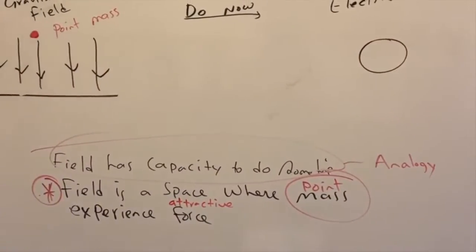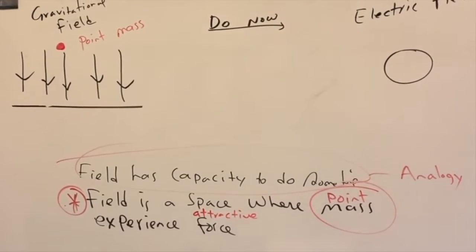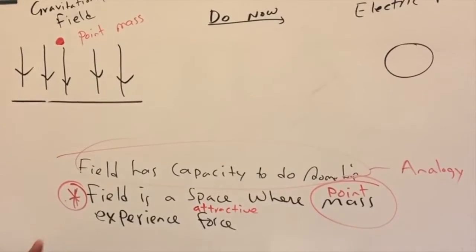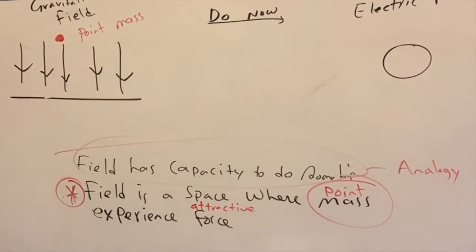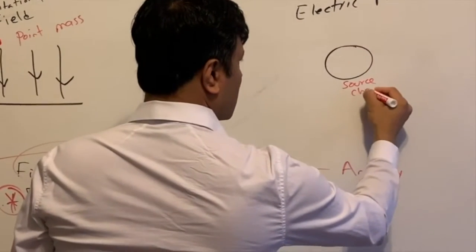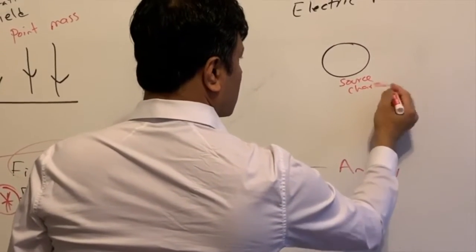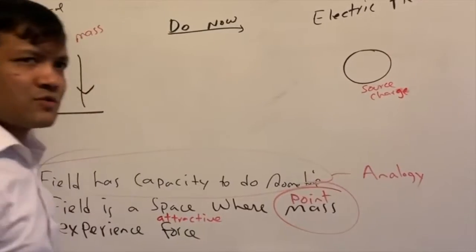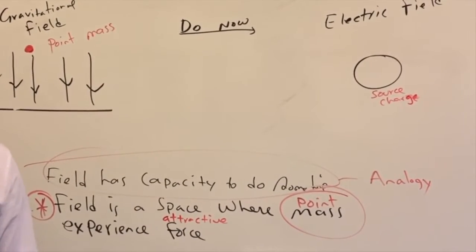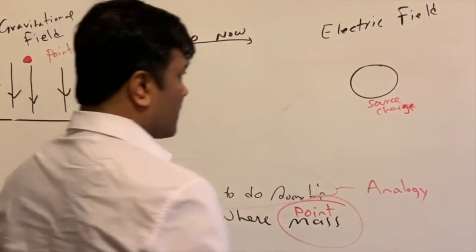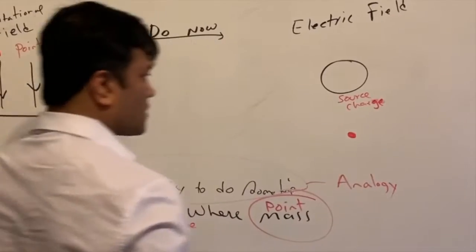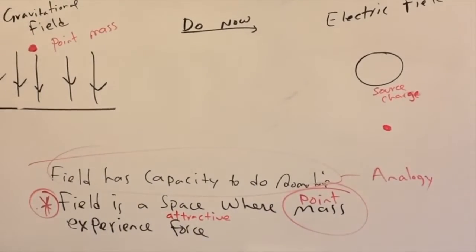A charge. How do I know what type of charge I have? Now pause the video and try on your own. Well, I'm going to call it the source charge. How do I know what type of source? I have two options, positive or negative. How am I supposed to know if it is positive or negative? Well, if I put a point charge over here, then I would know. How?